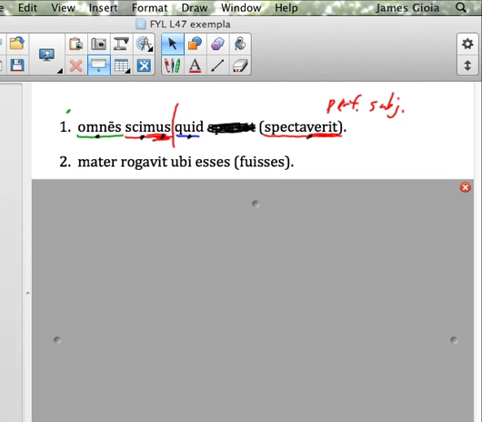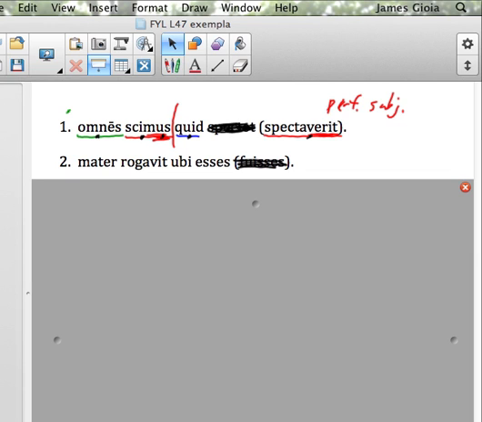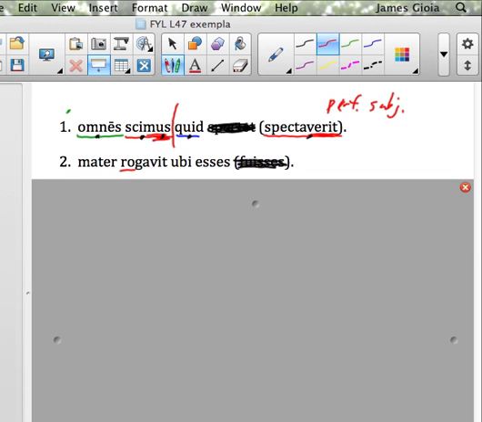Mater rogavit ubi esses, or mater rogavit ubi fuisses. All right, let's try the esses part first. Okay, we have two main verbs. We have rogavit and esses. Two verbs means we must have two, you guessed it, clauses. Let's divide the clauses right here at the ubi. It makes sense that ubi would start a clause.